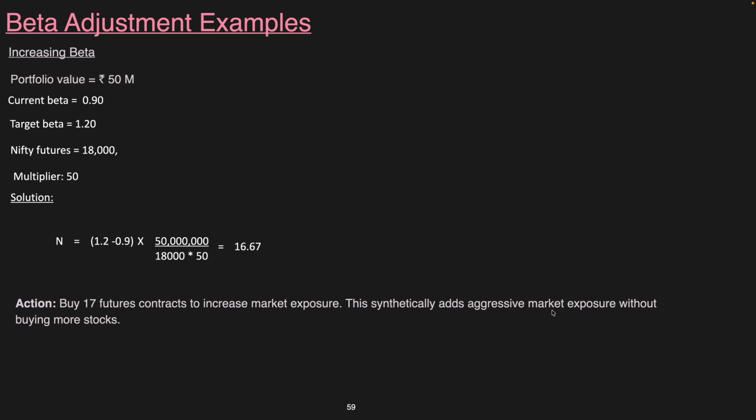This synthetically adds aggressive market exposure. See, instead of buying stocks, what you are doing is buying futures contracts. That's all. And how does it help? Because with a futures contract, you are not paying the full amount. You will pay only a fraction of the amount for the total portfolio notional value, for the 16.67 contracts. For the notional value, you pay only 30 to 40% of that value, so you get the exposure and you also pay less.